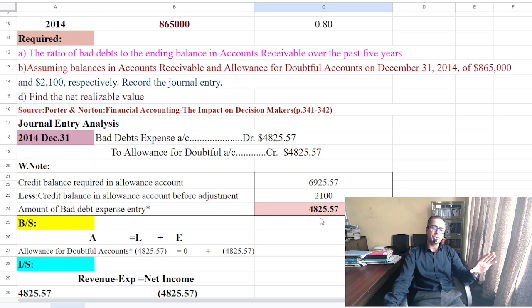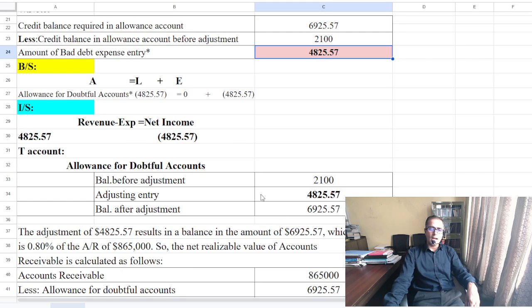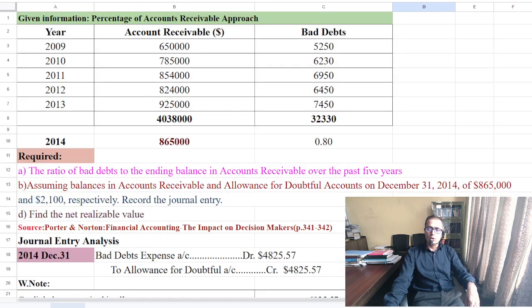Anyway, this is given in the question, so you would be adjusting this journal entry and showing it in the accounting equation, and since the net income is negative, this is not revenue, by the way, this is expenses, so you would have a negative, right? Then the T account, I have created it and just filled in the blanks as per this calculation, and that's why I came to know that our net realizable value is $858,074.4043, friends.